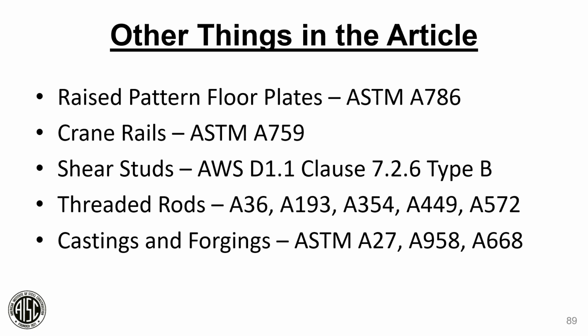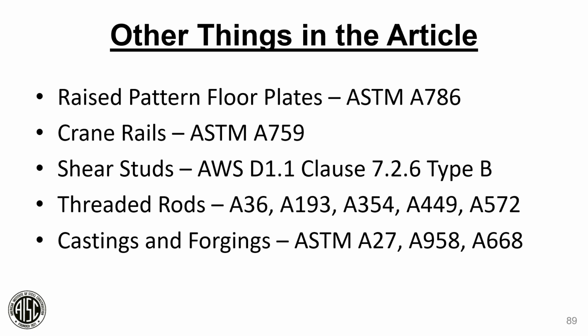Raised pattern floor plates are ASTM A786. Now, as a floor plate is designed, seldom is strength a consideration. ASTM A786 is commercial grade. It mainly specifies a pattern to be on the plate, and it specifies a maximum carbon content, but no specified mechanical properties. Also, crane rails are A759. Shear studs are rather unique.